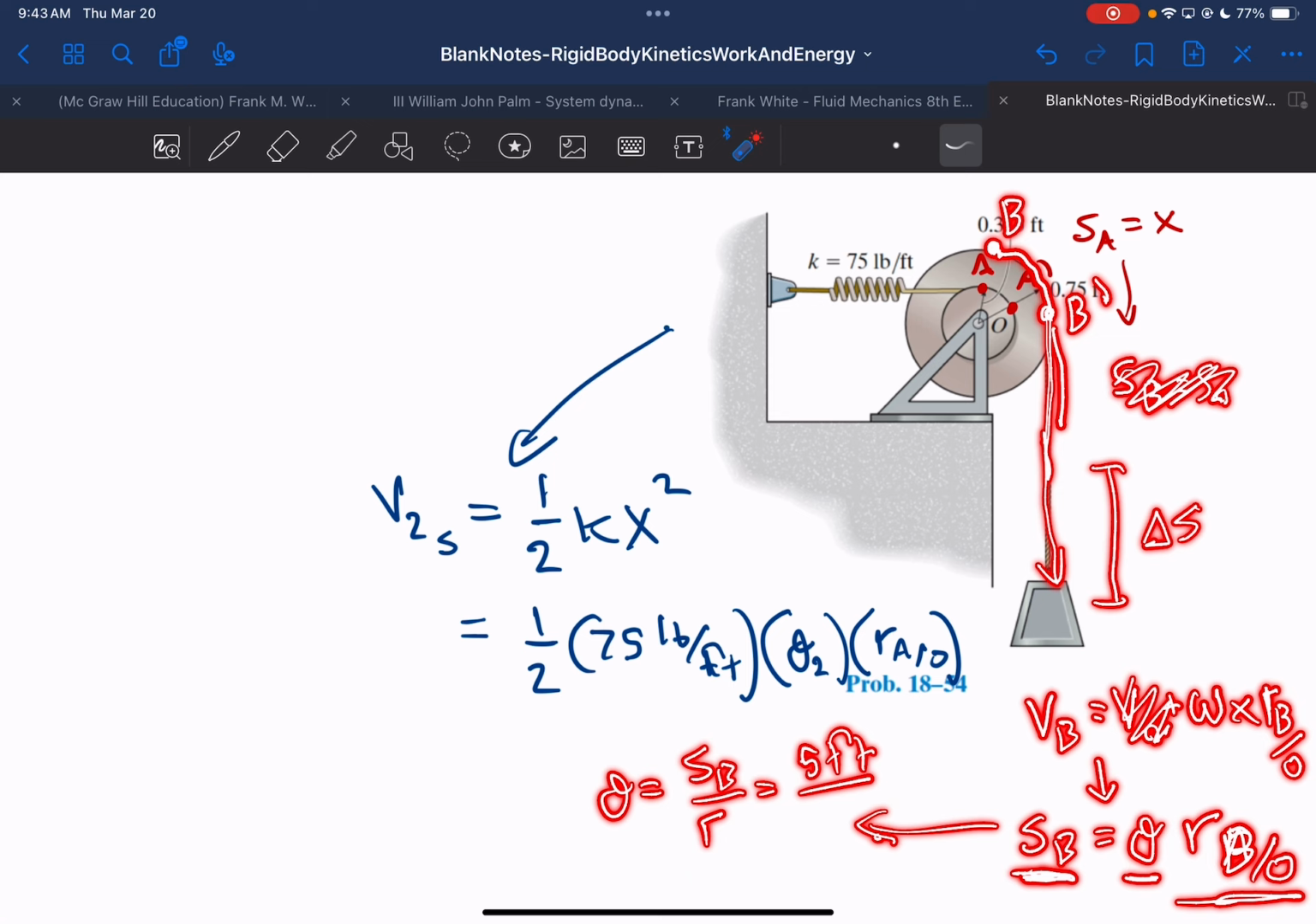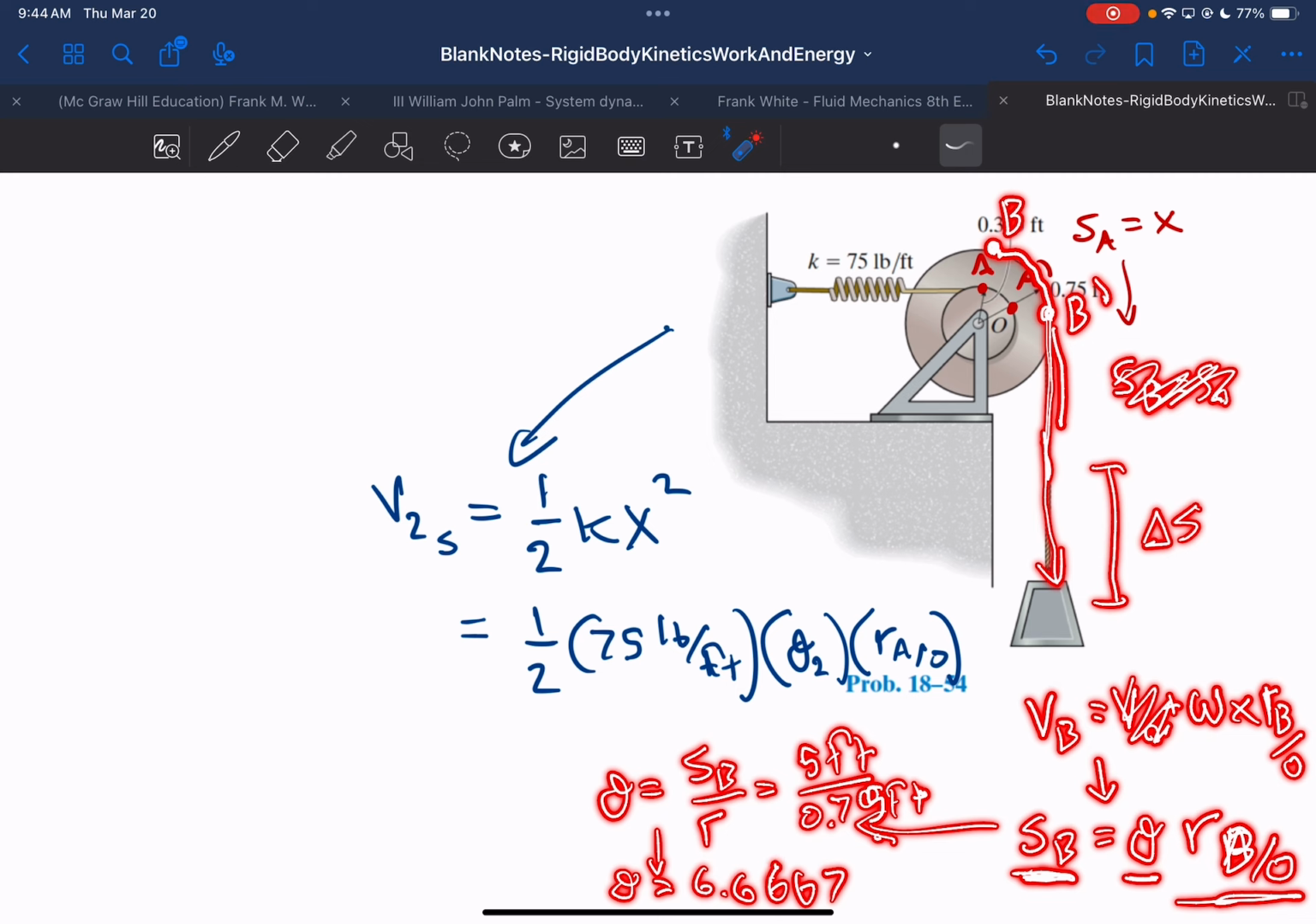Therefore, it is equal to 5 feet over, I think it's 0.075? No, 0.75. Yes, you're correct, thank you. 0.75 feet. I do this calculation: 5 divided by 0.75 is 6.6666 and so on. Theta is equal to 6.66667 degrees or radians. There's only one right answer.